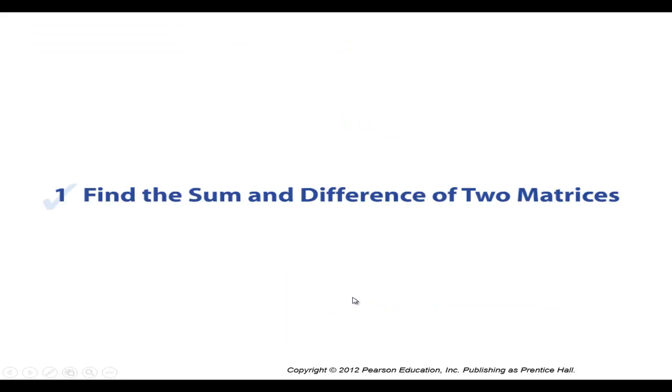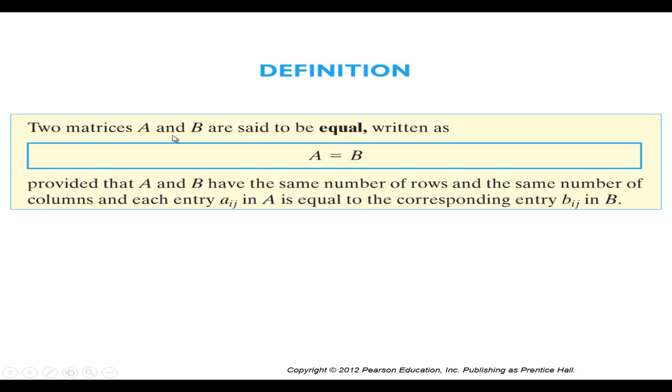And now we're going to take a look at sum and difference of two matrices. If we have two matrices, we'll call them matrix A and matrix B, they're said to be equal, written as matrix A equals matrix B, provided that they have the same number of rows and the same number of columns for each. So if A was a 3 by 2, then in order for B to be equivalent, it would also have to be a 3 by 2 matrix.